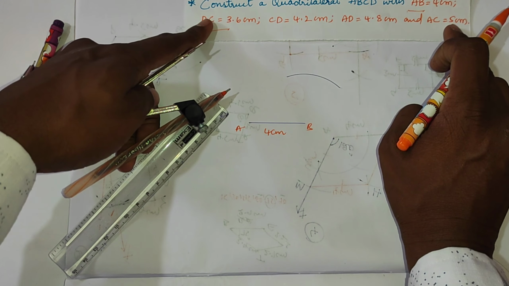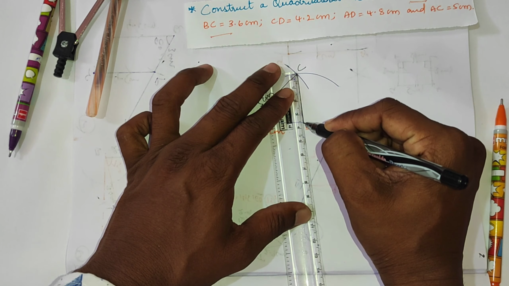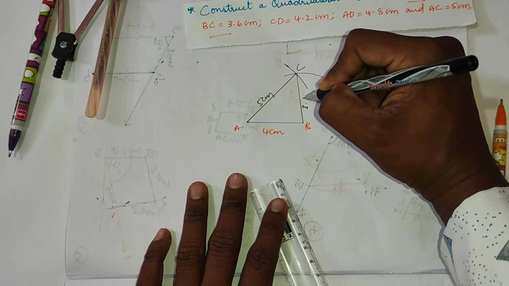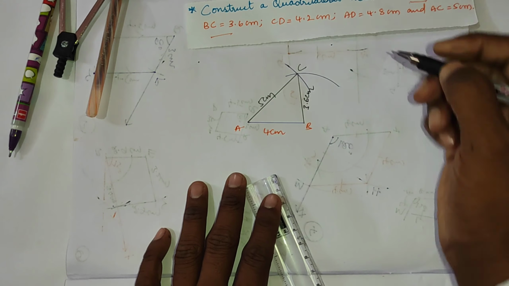It's a diagonal, the 5 centimeters. Now join B to C. So how much will it be? 3.6. Yes. This is 3.6 centimeters. So we completed the diagonal also.